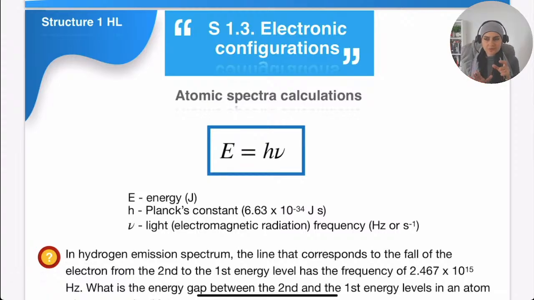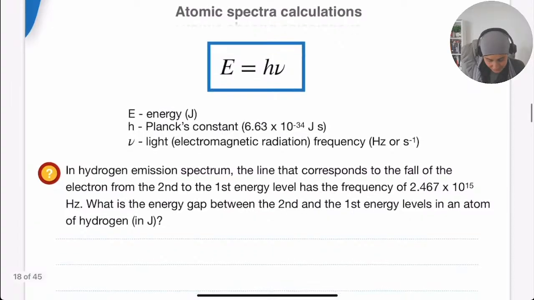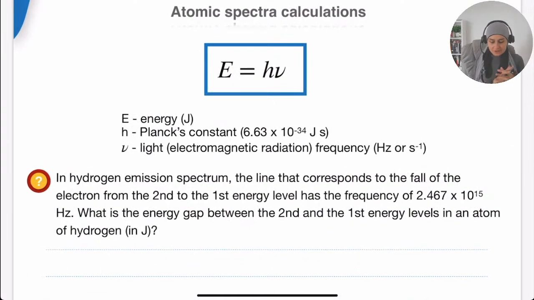Hopefully by now you have the timestamps, so just move on to the next bit. But HL students, you're staying, right? So atomic spectra calculations, we have some formulas in the data booklet. This is the first formula that is there. It's how energy is connected to frequency. Energy is Planck's constant times frequency.